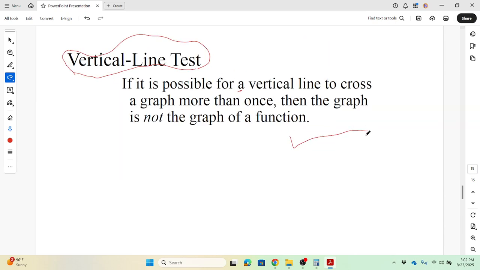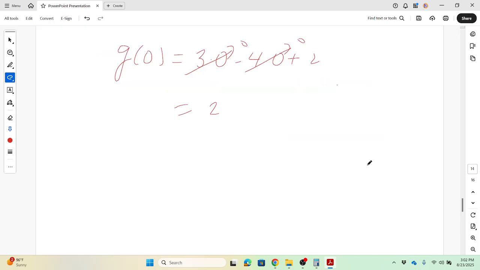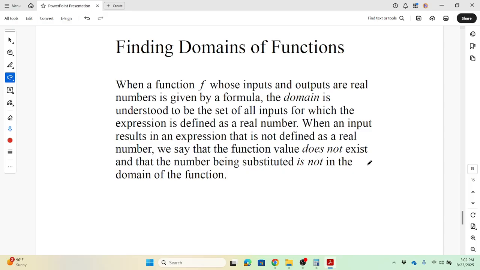So vertical line test is very, very helpful for finding whether a graph is a function or not. Next, this is very useful, finding the domain of the function. Domain means the x values. When a function f whose inputs and outputs are real numbers is given by a formula, the domain is understood to be the set of all inputs for which the expression is defined as a real number. When an input results in an expression that is not defined as a real number, we say that the function value does not exist and the number being substituted is not in the domain of the function.